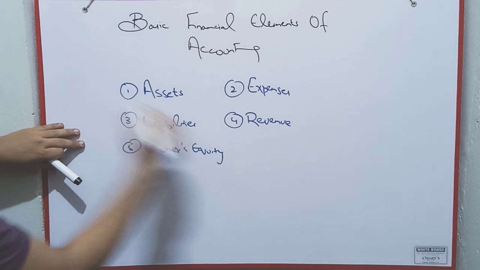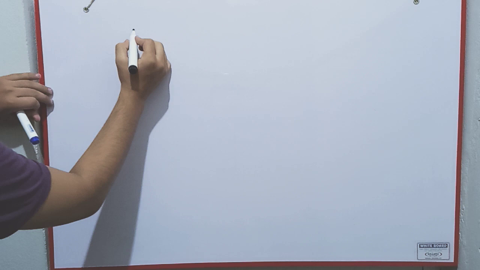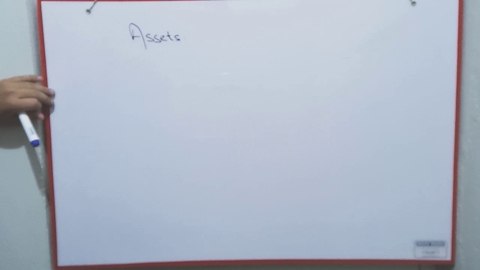So we quickly jump to assets. What are assets? The first element of accounting is asset. We have heard many things about asset, but we do not know the main concept of assets. First, we need to know what is the definition of accounting. So let's start.